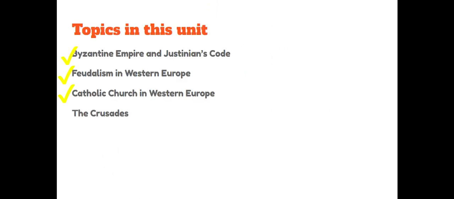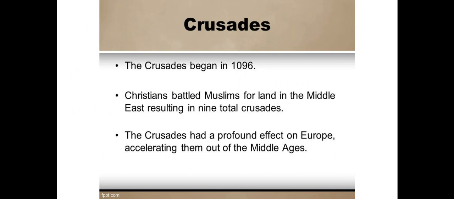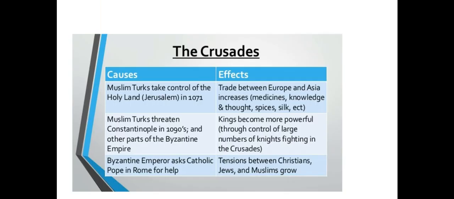Okay, so we showed the power of the Catholic Church. The final thing that you really have to know is about the Crusades, and this is going to be an SAQ question. So, just as a review, the Crusades began in 1096 when the Pope called on people to go fight in these crusades. Christians battled against Muslims for land in the Middle East, resulting in 9 total crusades, so it lasted hundreds of years. Had a profound effect on Europe and really accelerated them out of the Middle Ages. So let's review some causes and effects.